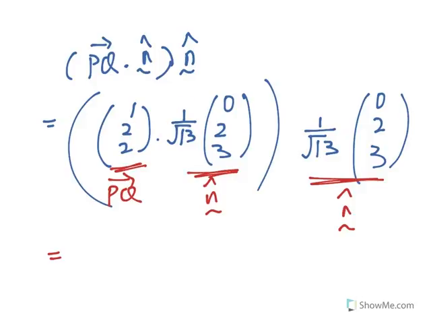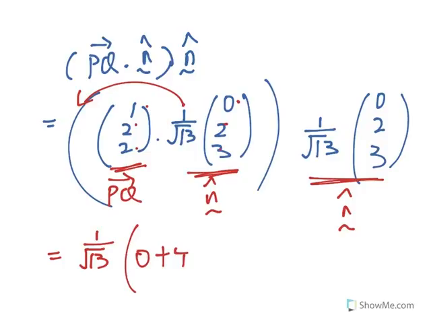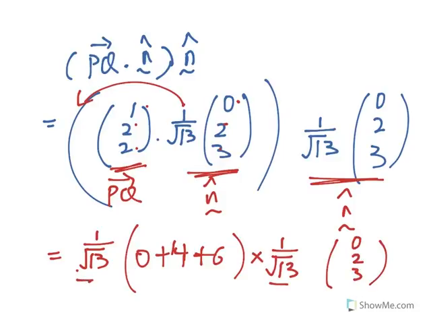Solving this, the scalar we can move outside, so we can put it as 1 over square root 13. 1 times 0 is 0, 2 and 2 is 4, 2 and 3 becomes 6. This again multiplies by 1 over square root 13, again another scalar, of the vector (0, 2, 3). Square root 13 and square root 13 will cancel off to give you 13, and this portion will give you 10. So eventually you just have 10 over 13 times (0, 2, 3). That is the answer for the parallel component to AB.